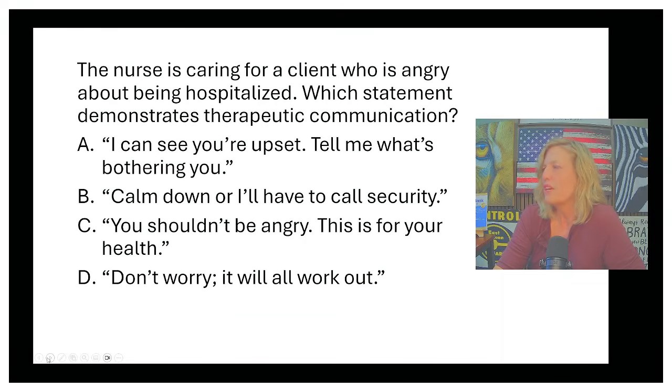The nurse is caring for a client who's angry about being hospitalized. Which statement demonstrates therapeutic communication? I can see you're upset. Tell me what's bothering you. Okay, I like that. I can see you're upset. Tell me what's bothering you. Yeah, I mean, maybe sort of a command, but I could be right.